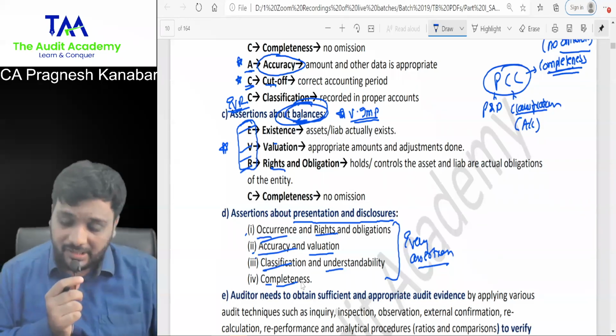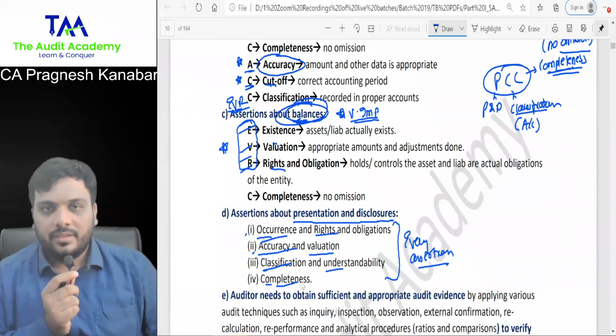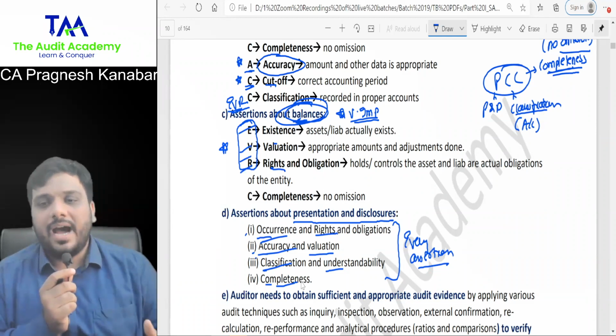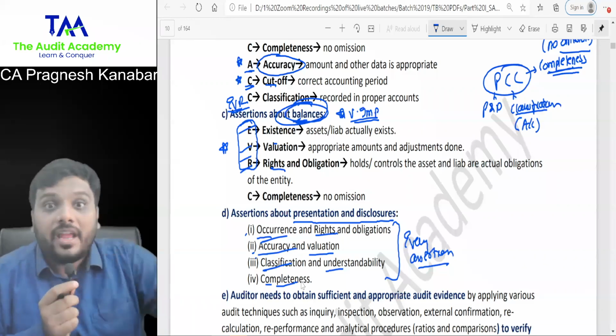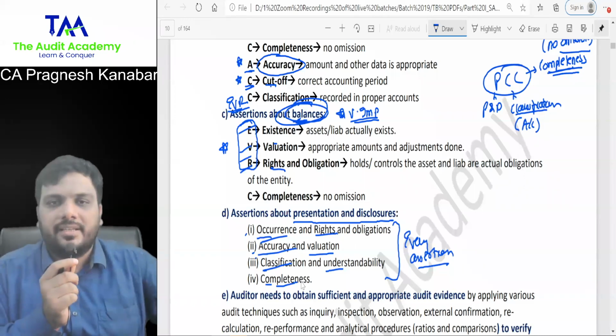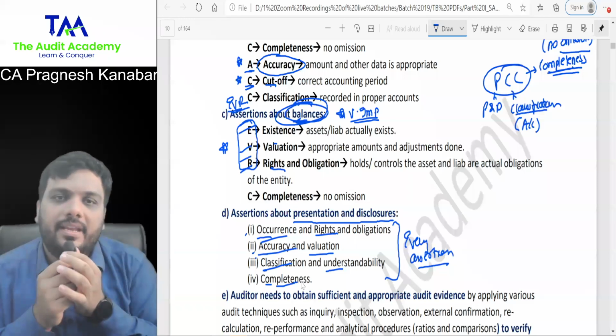Are you with me? Yes or no, sir? Hello? Yes. So tell me, are you going to forget this concept of assertion? Never, never, ever in audit subject. You cannot forget this concept of assertion. All right. Because otherwise you will never connect with the bare SAs.